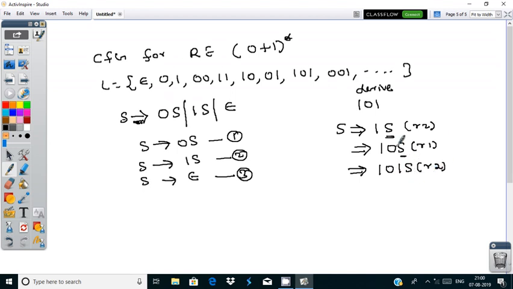Now you got the string 101, and you have to somehow get rid of this S. So S can be replaced by epsilon. When you replace S by epsilon, the answer is 101, and this is done by rule number 3. So we can say S derives 101 in 0 or more number of steps.